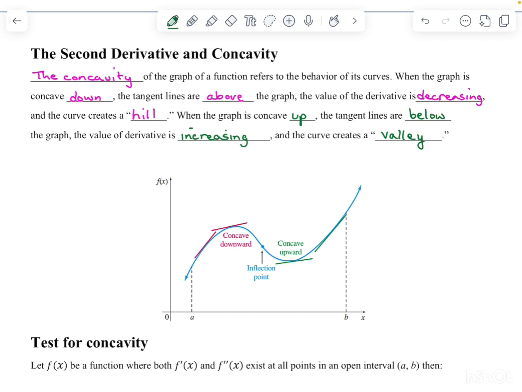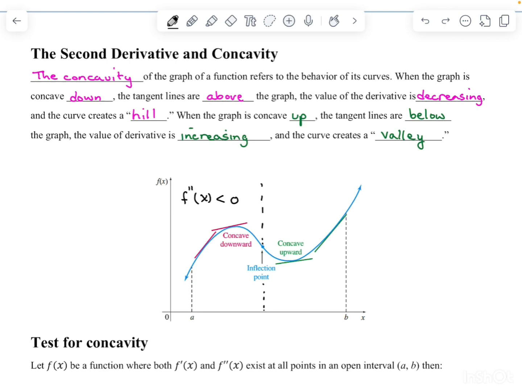The diagram below shows what it looks like for a graph to be concave down or concave up. If you look at the interval to the left of the dotted line that I just drew, the graph is concave down. Since the graph is concave down, the derivative is decreasing, so the second derivative will be less than 0.